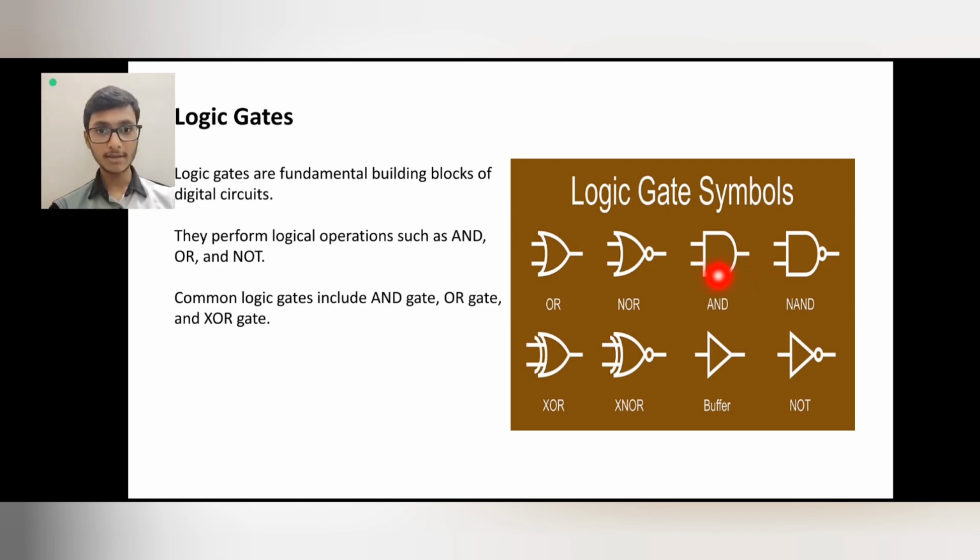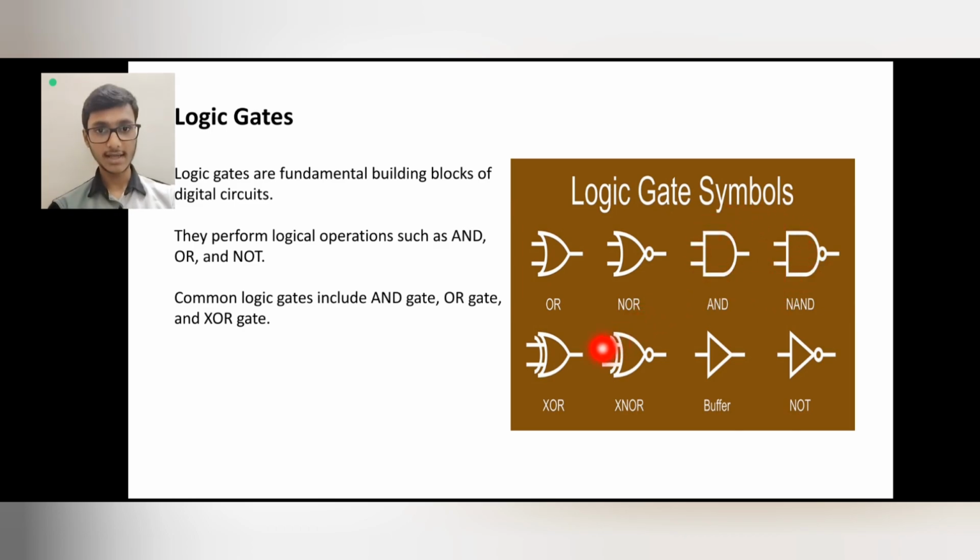So when both the inputs are 1, the output will be 1. When either of the inputs is 0 or when both the inputs are 0, the output will be 0. This is called the AND gate. And NAND gate. NAND gate is abbreviated as not AND. That's nothing but the complement of the AND gate.